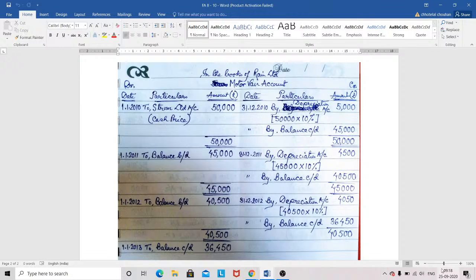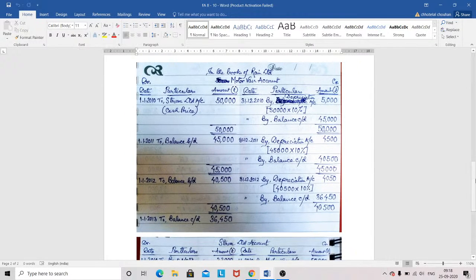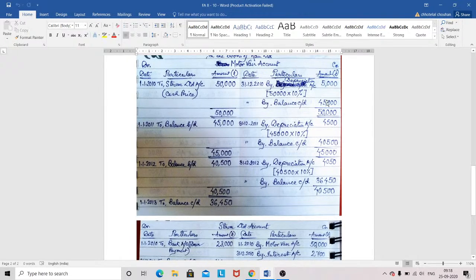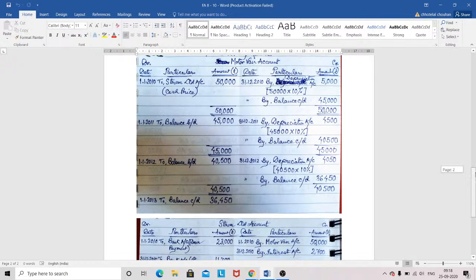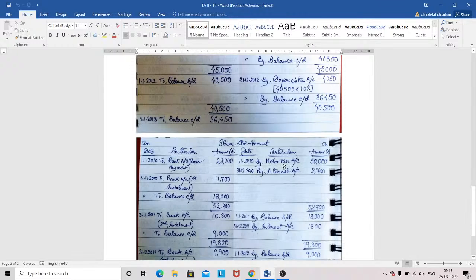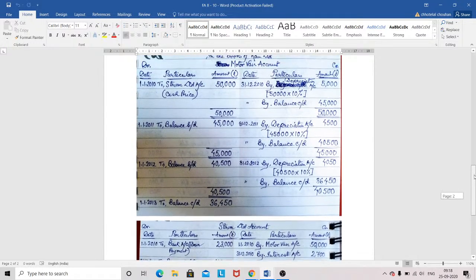I will show how the accounts were prepared. First, on 1/1/2010 they have purchased, so in the books of Rain Limited, motor van account, 1/1/2010, to Strom Limited account, because the journal entry is asset account debit to hire vendor account. So in the motor van we are writing to Strom Limited, that means hire vendor account. This is your cash price. The cash price is how much? Cash price is 50,000. Now what about the double posting? The double posting is done on 1/1/2010 by motor van account. It is 50,000. So the first entry has been done regarding your cash price.